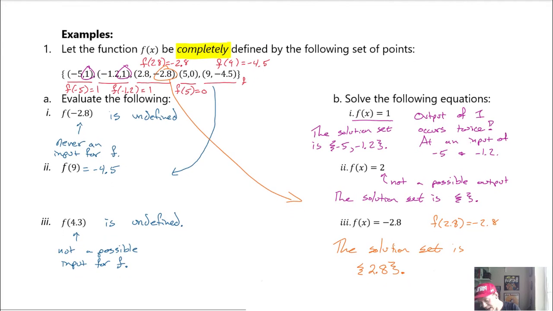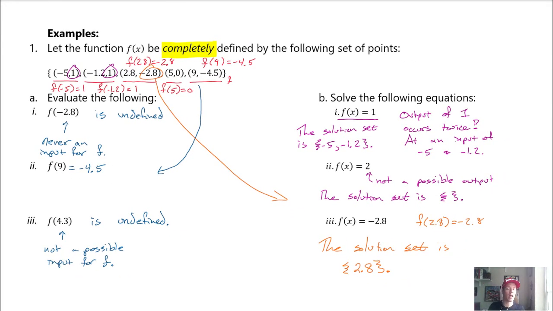All right, that is everything for this example. You're going to go ahead and do the Now You Try problems. Work through those, give them your best shot there. I think you guys got this, and then just watch the next video to double check yourself.